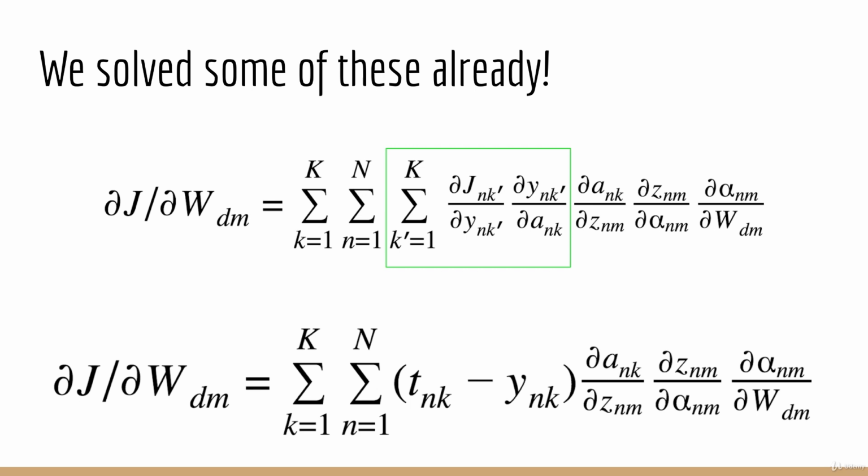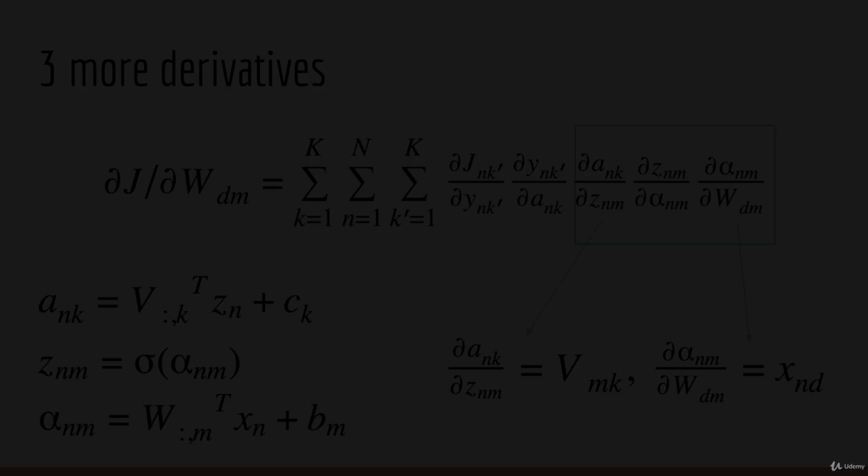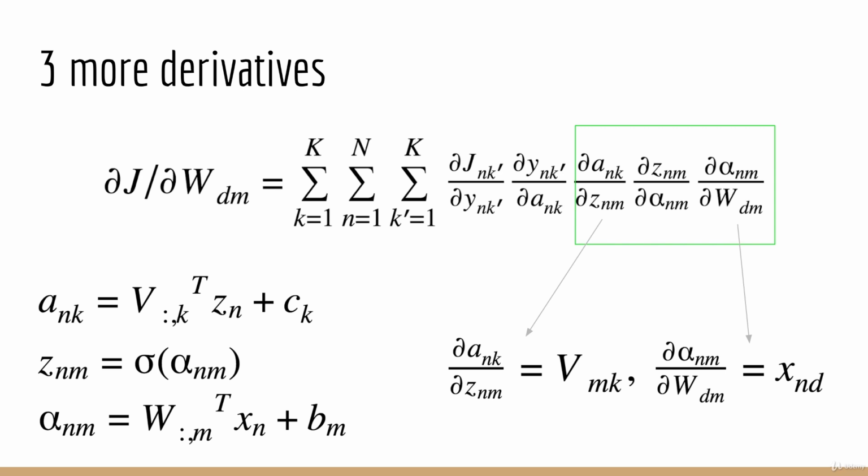By the way, since we know that the derivative for the weight matrix and bias vector are very similar, we'll just focus on the weight matrix for now and ignore the bias term until the end. At this point, we have 3 derivatives to solve. Luckily, these are not very difficult since we've done them all before, well, for the most part. The derivatives of the activations are simple because they are just linear terms. So the derivative of a_nk with respect to z_nm is just v_mk, and the derivative of alpha_nm with respect to w_dm is just x_nd.